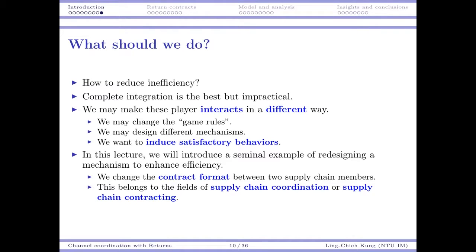And for a supply chain or the distribution channel, basically, that's going to adjust the contract format. Previously, it's just a wholesale price contract: for one unit, $5, for two units, $10, and so on. But we may adjust the contract format just a little bit, and then we will see things will change significantly. And then the system may become more efficient. We will see how to do this. This belongs to the field of supply chain coordination, or in general supply chain contracting. It's about how we may design new formats of supply chain contracts so that the supply chain can be more efficient. There are a lot of papers, a lot of studies in this field. Today we talk about one.